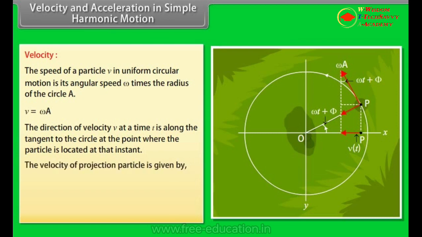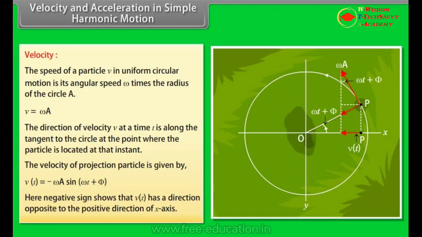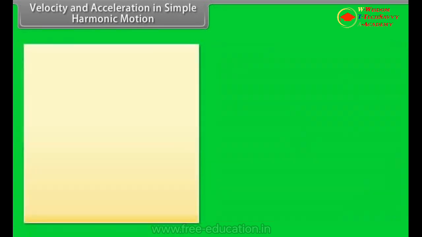The velocity of the projection particle is given by v(t) = -ωA sin(ωt + φ), where the negative sign shows that v(t) has a direction opposite to the positive direction of the x-axis.